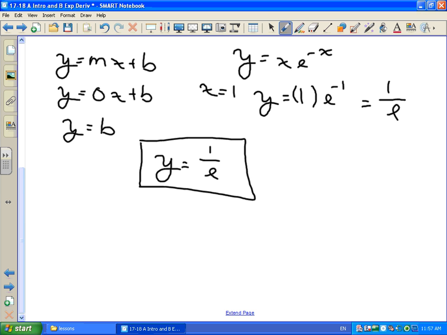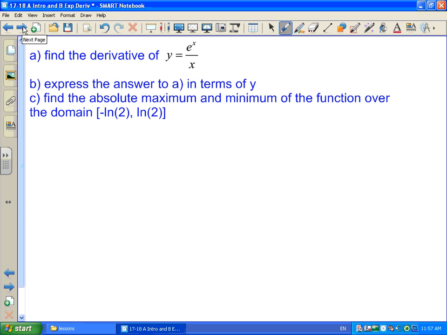One more example of a kind of question that you've done about 1,000,000 times here. Given a function, y equals e to the x over x. We want to take the derivative. We'll express it in terms of y. And then we'll find the absolute maximum and minimum over the domain, negative ln 2 to ln 2. So let's get our derivative first. What do we need to do in order to take our derivative?